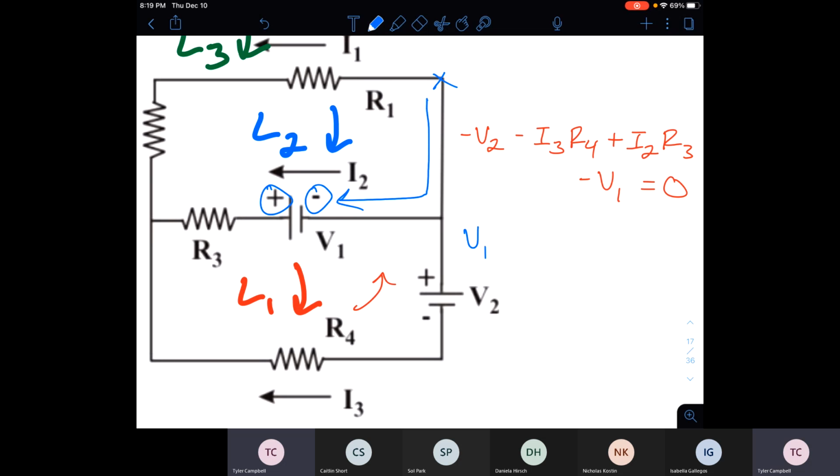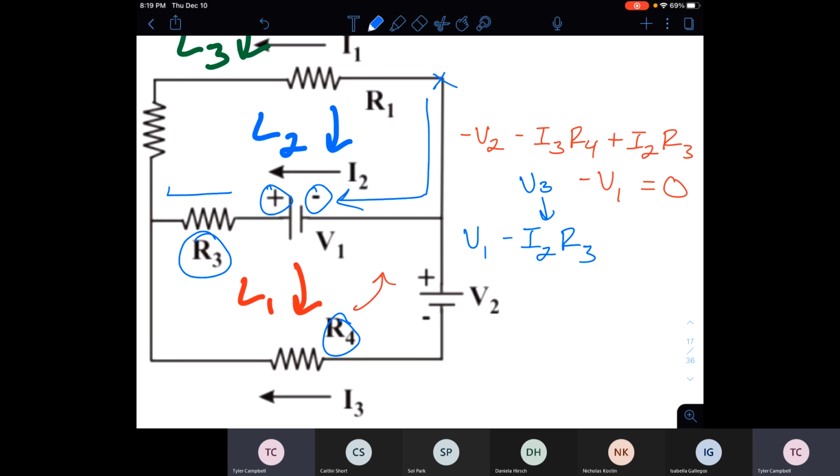Carrying on from before, I would hit this R3 next, resistor 3, and I would end up with the same thing I had before with R4. I'm going to subtract off I2 R3 from this, because that is the voltage being taken up by R3. Current times resistance, using Ohm's law, that would be the voltage taken up by R3.